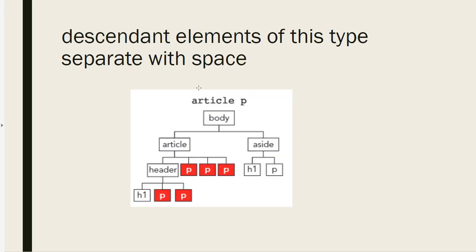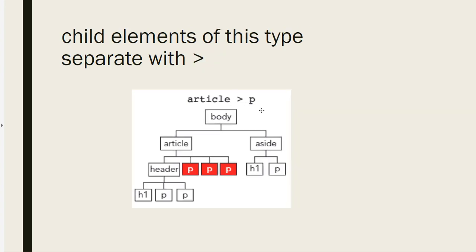A descendant element is to separate it with a space. So here we're saying we want the p elements, but we only want the p elements that are a descendant of article. And so it'll pick up the p elements that are descendants in the article element, and not any of the p elements that are not in the article. And that's the descendant. And you just use a space.